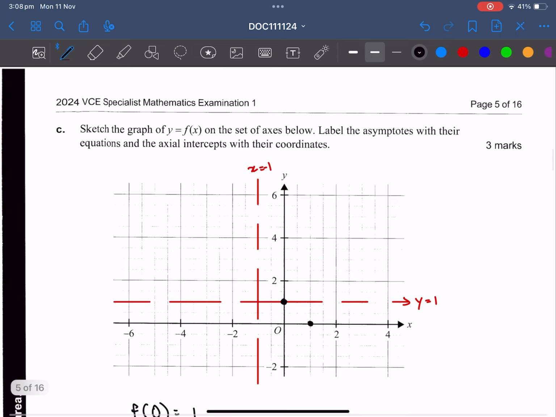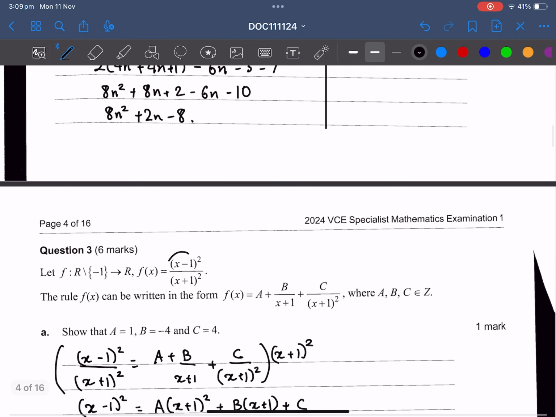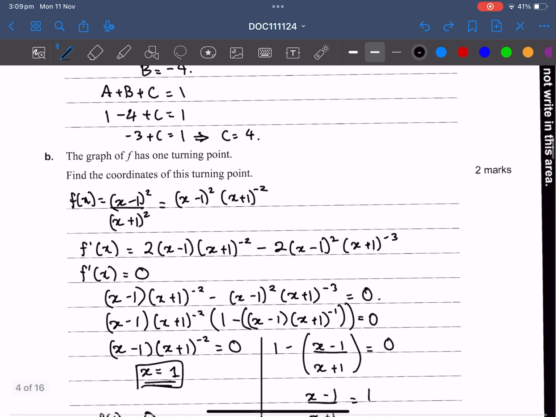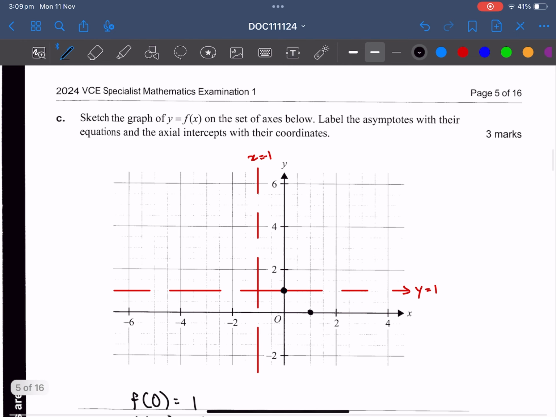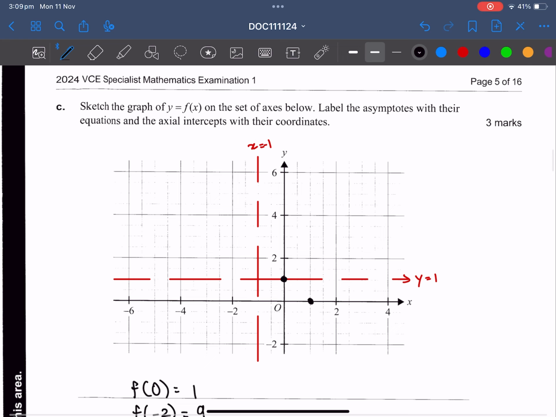The reason why I picked minus 2 is so that it's easier to simplify. So this would just become 1, and then the numerator will become 9 basically. So f of minus 2 is 9. So our graph is going to be off the grid essentially. This is going to be one of those weird graphs where it's like this basically.